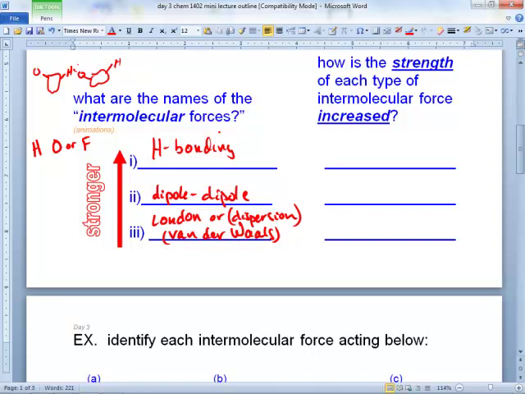Dipole-dipole. Last semester, we had to draw these molecules three-dimensionally. And does it have a dipole moment? Does it not have a dipole moment? Remember this? Dipole-dipole is the same as polar. So this molecule has a dipole. This molecule is polar. That's saying the exact same thing. How can a molecule have a dipole? How can a molecule be polar?